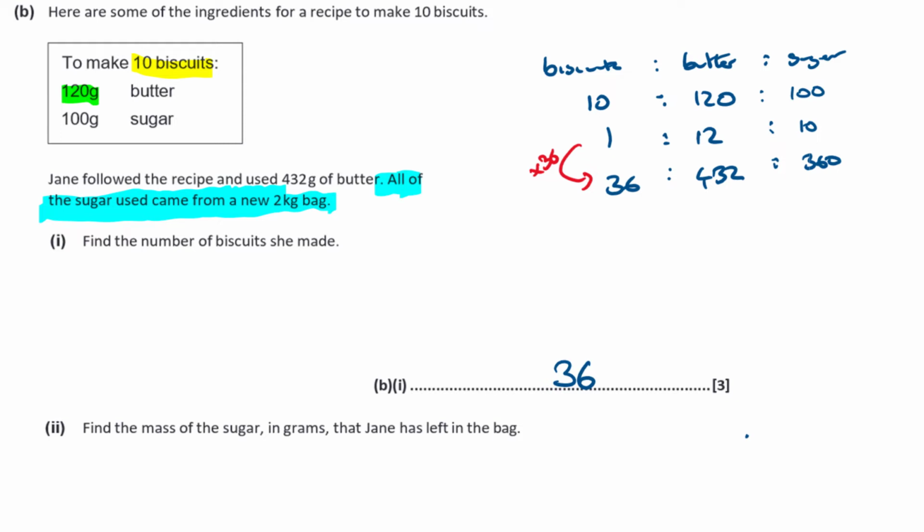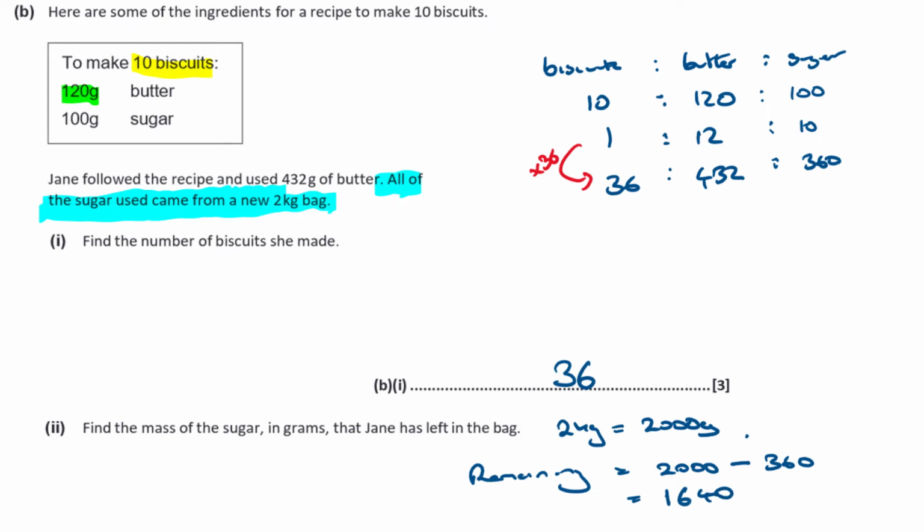If it's a 2 kilogram bag, 2 kg, that's 2,000 grams, isn't it? So remaining is going to be that 2,000 gram bag she started with, subtract the 360 grams of sugar that she used. So 2,000 take away 360, that's 1,640 remaining. I'm just going to write that in grams so it's clear. Oh yeah, it asks for grams anyway. Okay, so that's good. So 1,640 grams remaining.